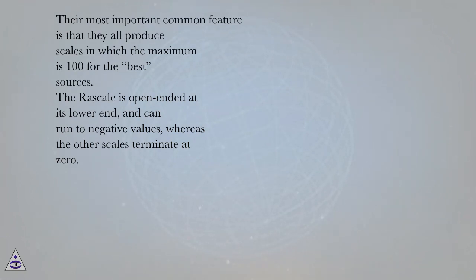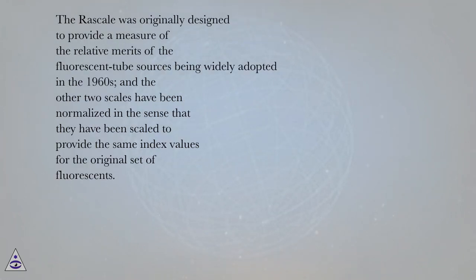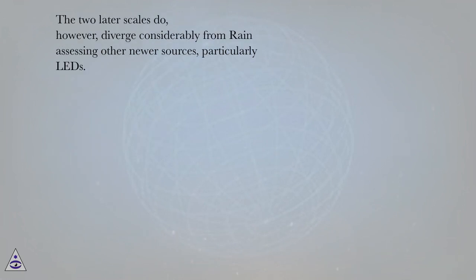terminate at 0. The Ra scale was originally designed to provide a measure of the relative merits of the fluorescent tube sources, being widely adopted in the 1960s, and the other two scales have been normalized in the sense that they have been scaled to provide the same index values for the original set of fluorescents. The two later scales do, however, diverge considerably from Ra in assessing other newer sources, particularly LEDs.